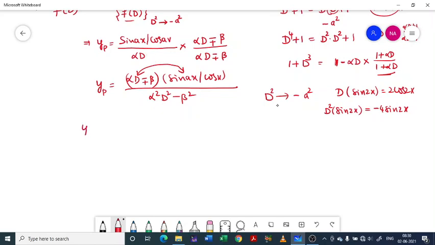So I'll just assume this yp equal to sin ax divided by alpha d. So it is 1 by alpha into 1 by d of sin ax.